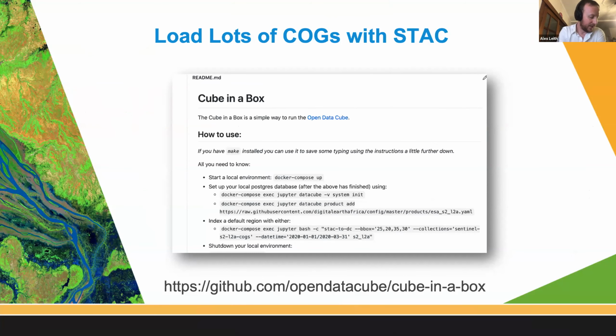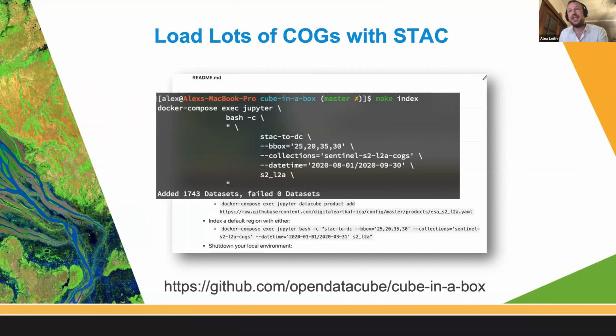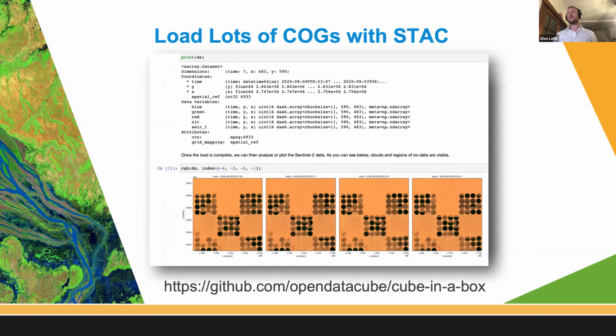So what I want to talk about really quickly in the last couple of minutes is that you can load a lot of Cloud Optimized GeoTIFFs off a STAC API into a neat environment where you can do all the things that I've just done on your own, the data science side of things. If you go to the Open Data Cube/Cube in a Box on GitHub, there's an example there of how you can use the STAC API to index 1,743 datasets, and you can change it to index anywhere in Africa. And then you can load all the Sentinel-2 examples that I've shown in that environment and start working with that data, again, without downloading stuff.